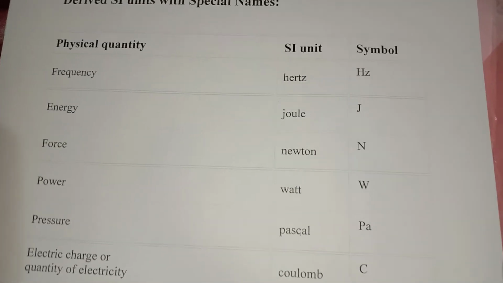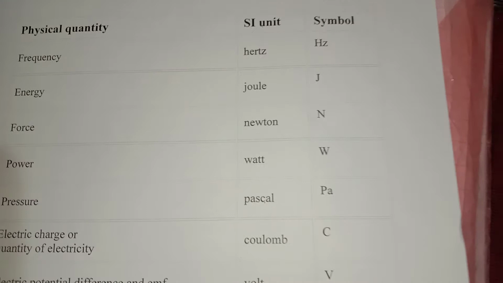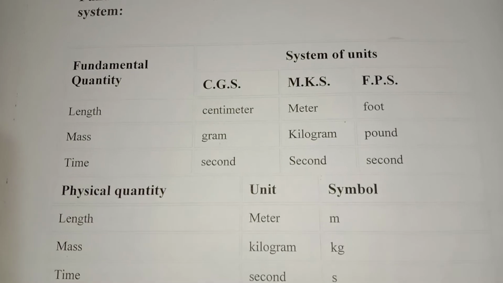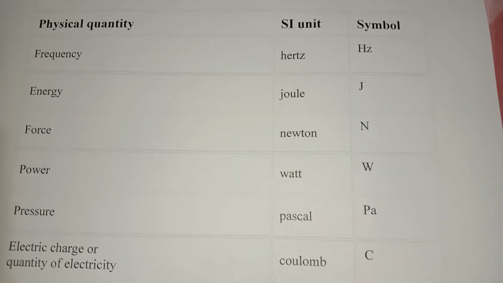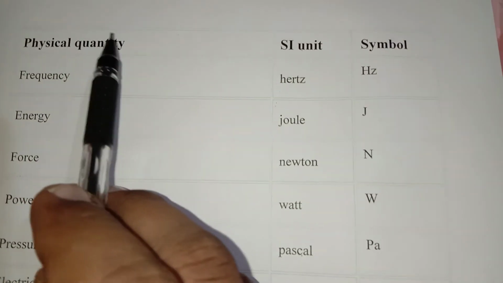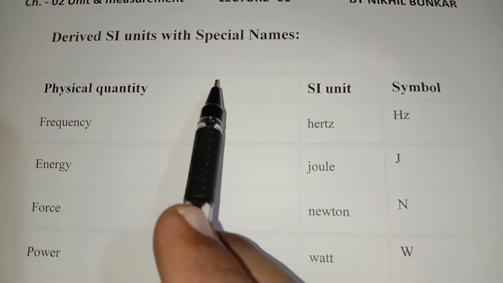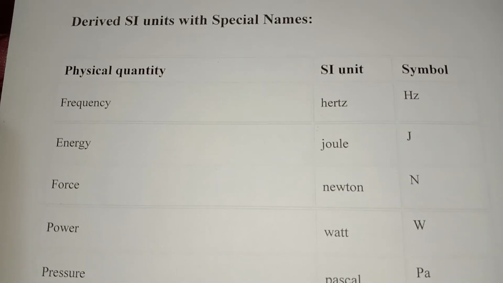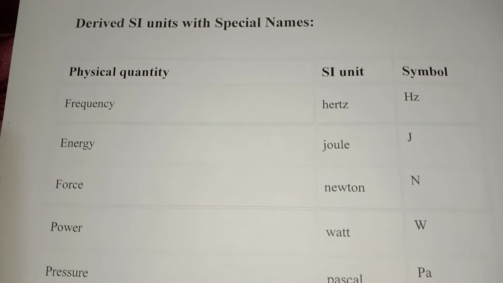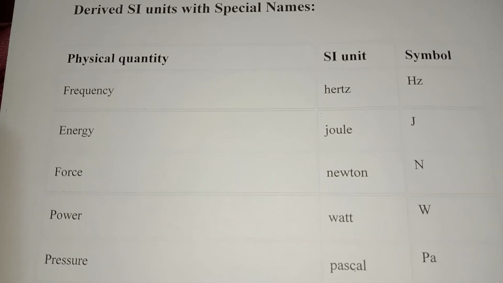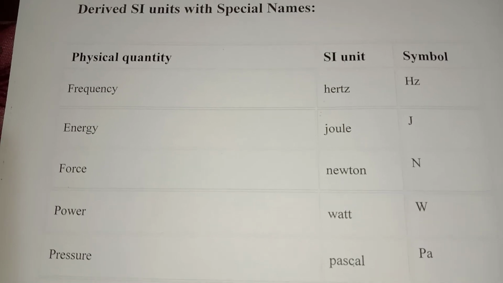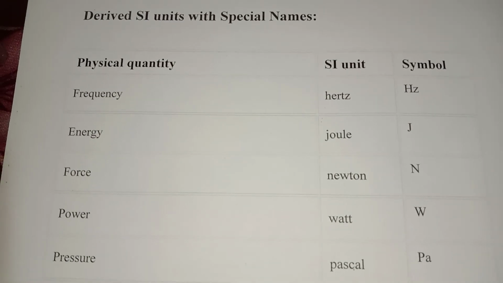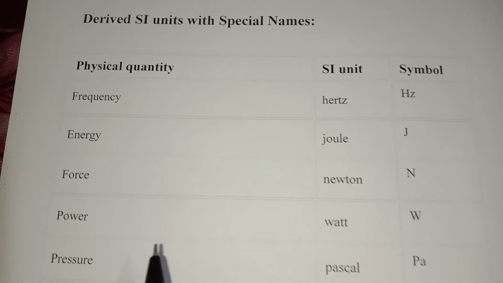Now, there are some derived units. As we discussed earlier, the fundamental units or fundamental quantities are length, mass and time. But now, in this section, we discuss some derived SI units with special names. There are some examples of derived units whose SI unit and symbol are given. Some of these physical quantities were discussed in class 10th and 11th, and some will be discussed in our class 12th also. But in this section you only have to know the SI unit and the symbol of the physical quantity.